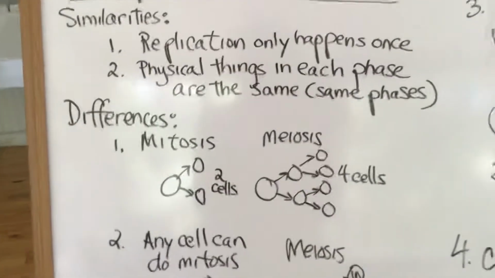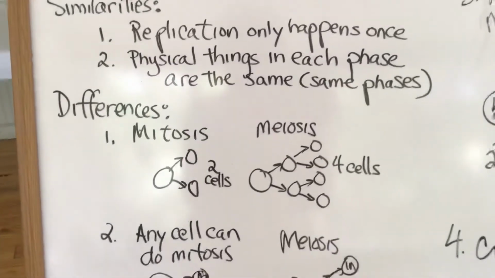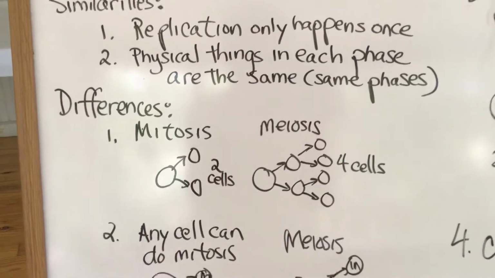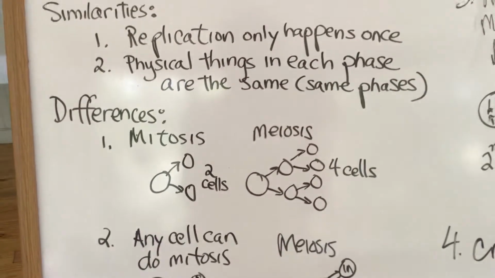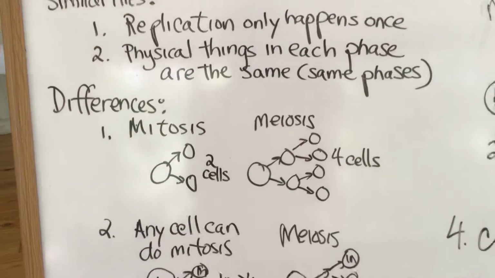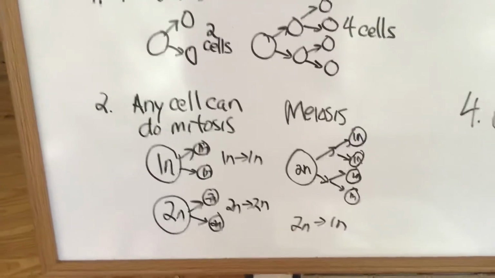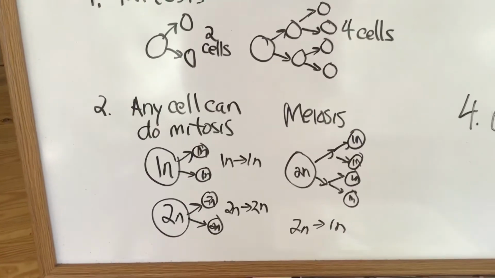All right, so starting with some differences. First of all, in mitosis, as we already stated, there's only one division, so you end up with 2 cells. And in meiosis, you end up with 4 cells because there are 2 divisions. So that's one. The second thing is that in mitosis, any cell can do mitosis.